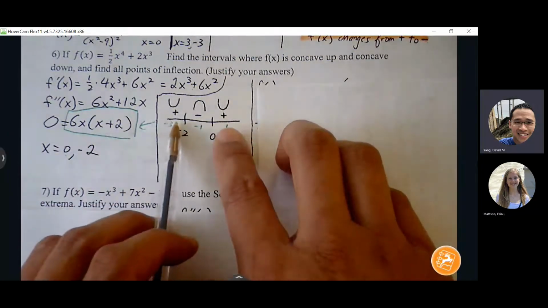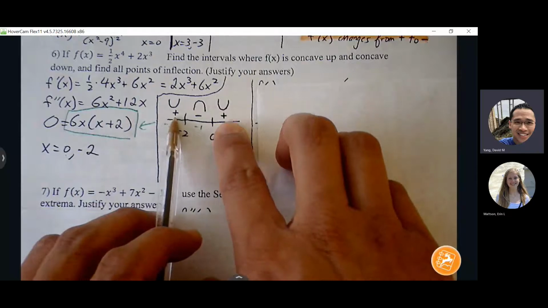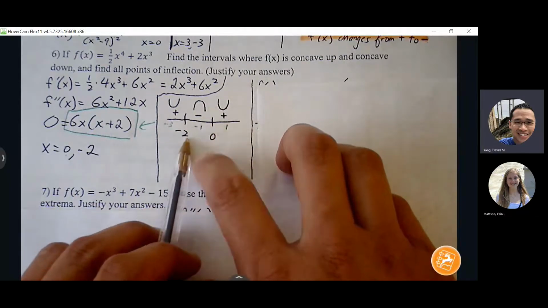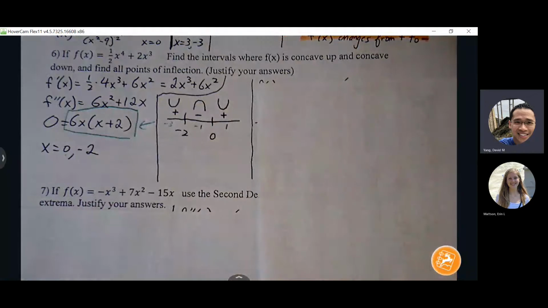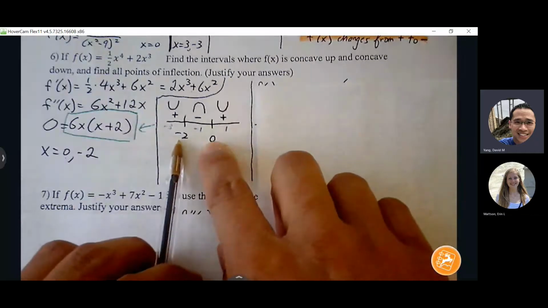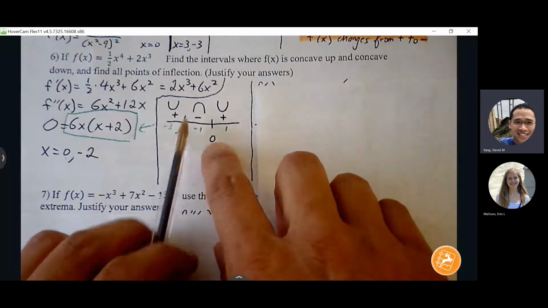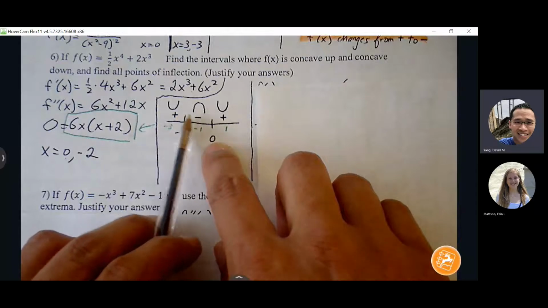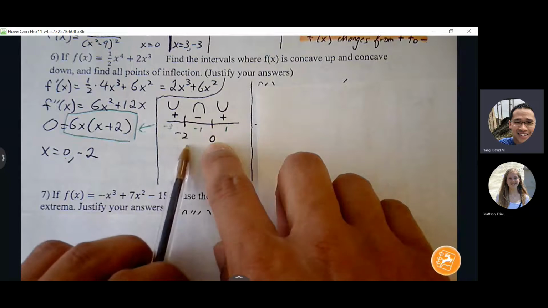So I can make my statements about where my graph is concave up, where my graph is concave down, and how many points of inflection do you see? 2, because there are 2. Both these critical points are candidates, and they pass the test because there's a change in concavity on both sides of my critical point.